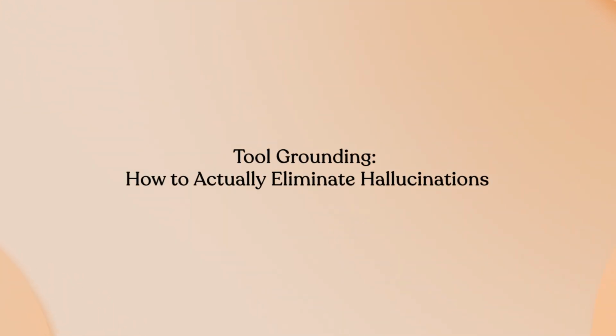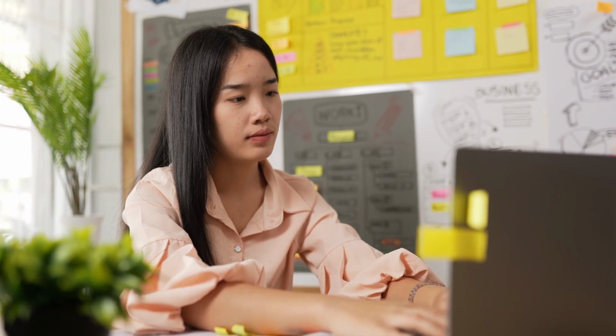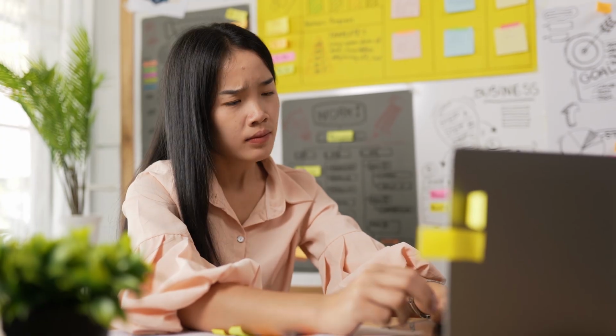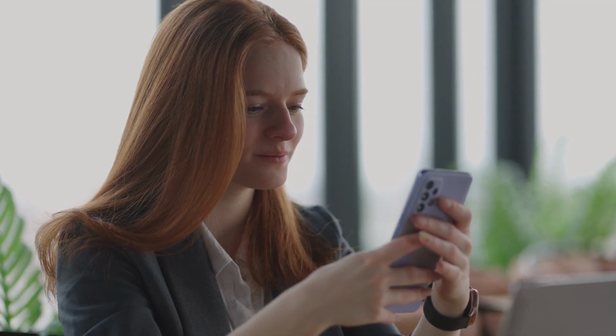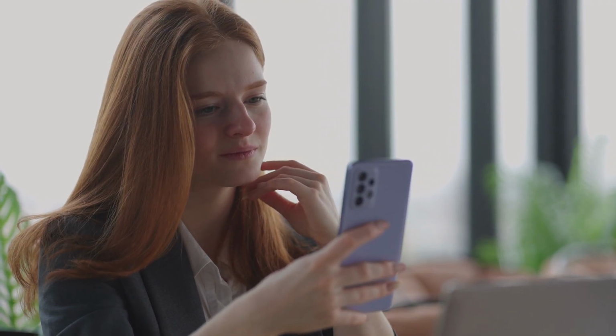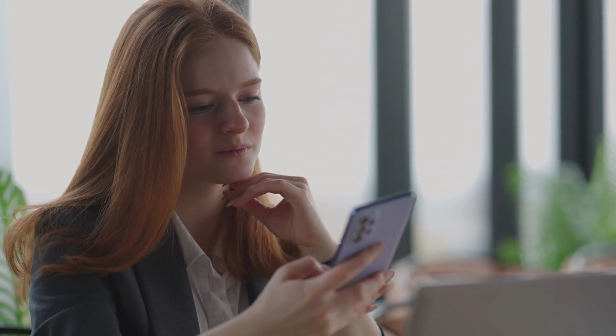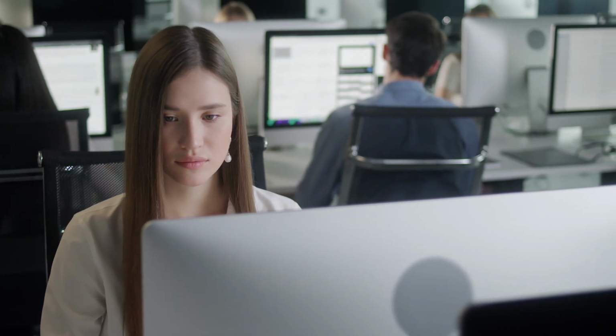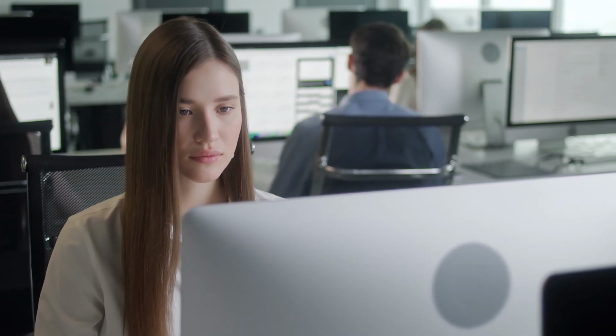Tool grounding. How to actually eliminate hallucinations. All right, this is the core of the reliability story, and it's the part most people get wrong. Hallucinations drop dramatically when you stop asking the model to remember things and start asking it to retrieve things. Gemini gives you 3 grounding tools, and each one serves a different purpose.